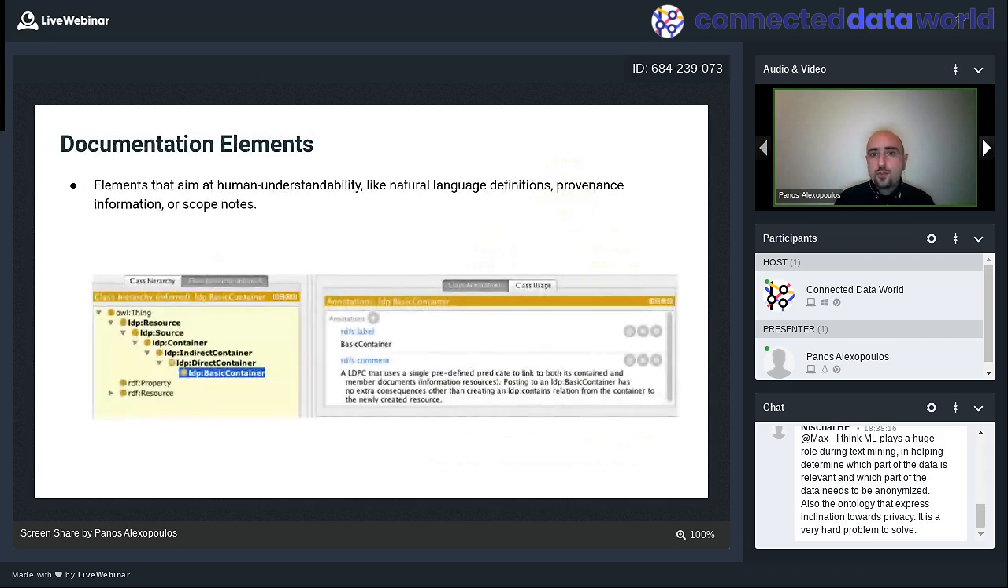Last but not least, we have documentation elements. These are elements that aim more at human understandability rather than machine usability, like a natural language definition of an entity, provenance information, scope notes, and things like that. This is also something that in many cases we want to automatically derive from text. There is some research in the NLP community that, given a term or an entity, tries to find a natural language definition of its meaning.